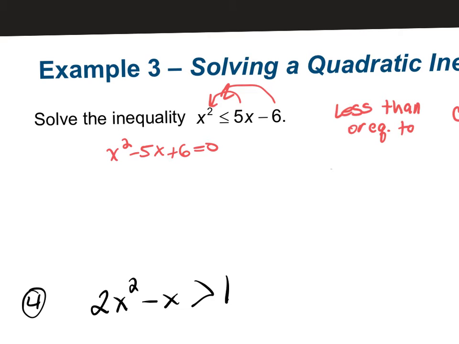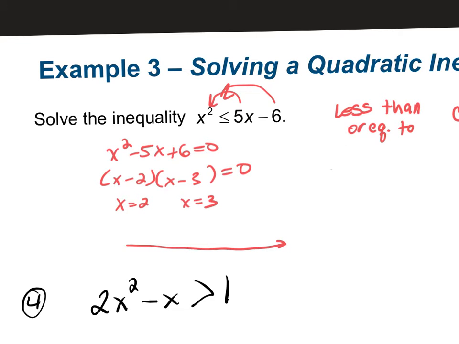So now we factor. You're going to have to factor on all of these. What are the factors of positive 6 that multiply to give me positive 6 but add to give me negative 5? Factors of 6, either 1 and 6 or 2 and 3. What's going to multiply to give me a 6 but add to give me negative 5? Yep. x minus 2, x minus 3. So when I solve this, I get x equals 2 and I get x equals 3.